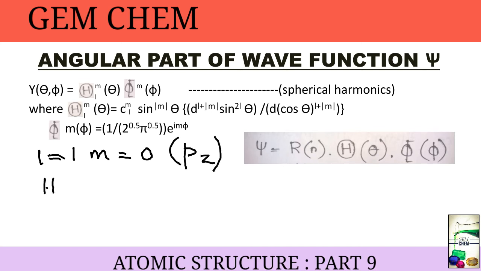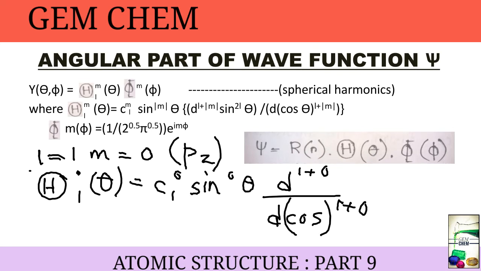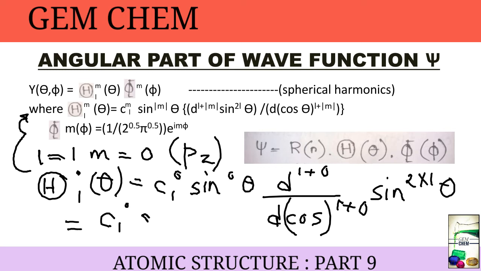So the value of capital theta will be equal to C10, sine 0 theta, d by d cos, in bracket you should write 1 plus 0, just substituting these values in this equation. Right, now this will be sine 2 into 1 theta. Ultimately we get it as C10 d by d cos theta sine square theta.